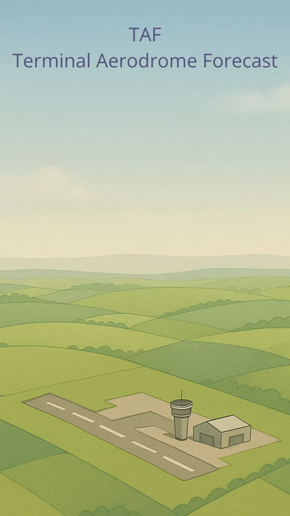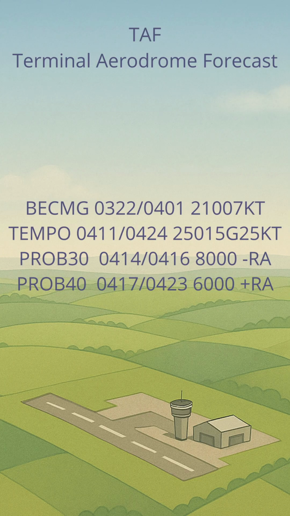TAF is a terminal aerodrome forecast or aerodrome forecast. So here on screen is an example of a section of a TAF. If you've watched any of the METAR videos, you'll see that some of the TAF elements are familiar. The wind, the visibility, and the weather presents, for example.